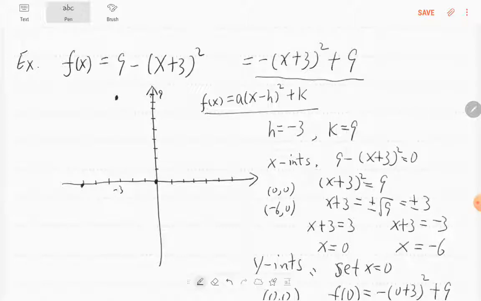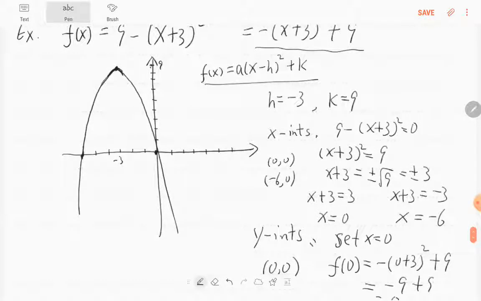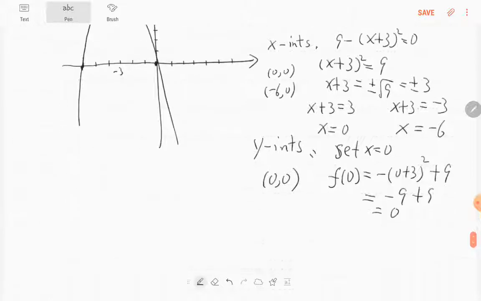So now we use the parabola to connect these 3 points. Right, not very good. Here it is, it's a smooth curve. Okay, so this is the sketch of the graph. So you can find the vertex form to get it quickly.